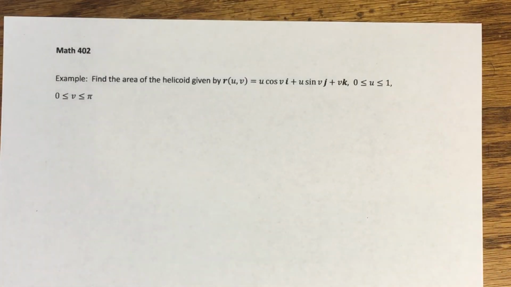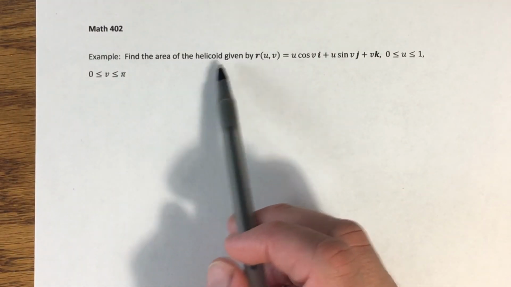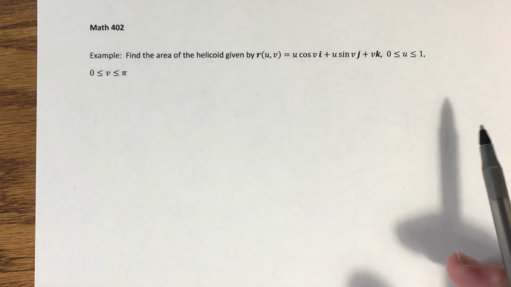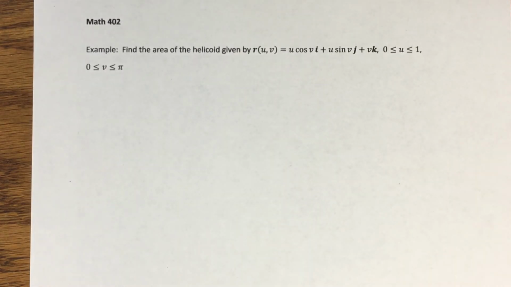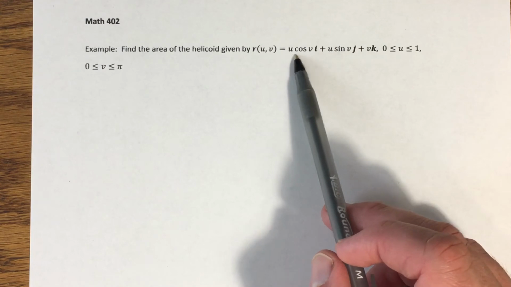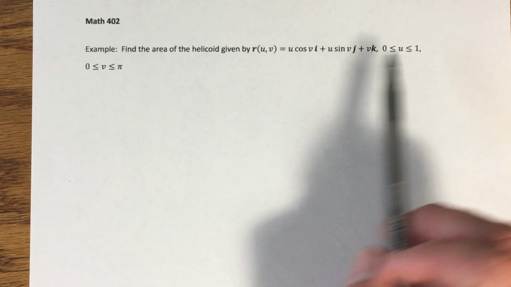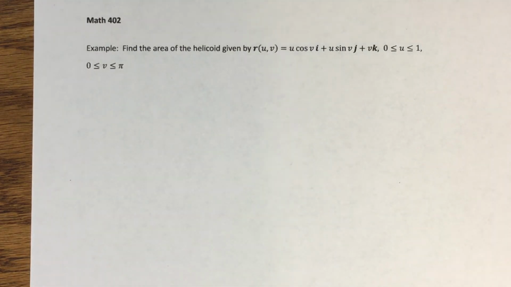So, getting close to wrapping this section up, let's do an example where we find the area of a parametric surface. This one is going to be the area of the helicoid that we found back in the beginning of this section, the one that we graphed. We want to find the area of this helicoid given by this parametric function, where u goes from 0 to 1, v goes from 0 to pi. Okay, so the first thing that we're going to need to do is determine what r_u and r_v are, because we need to take their cross product.